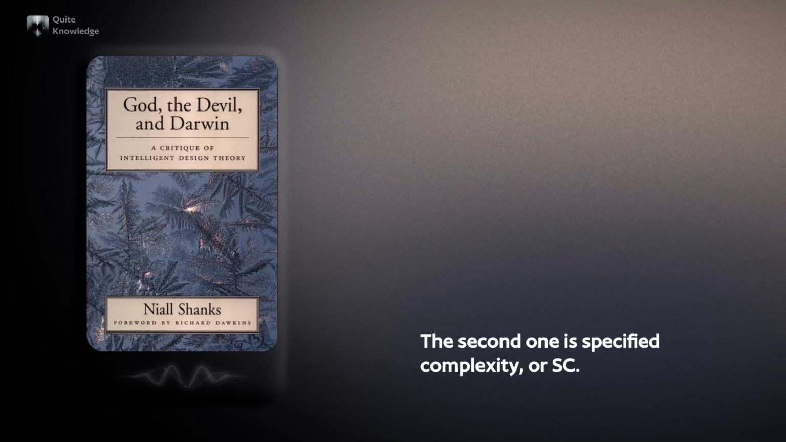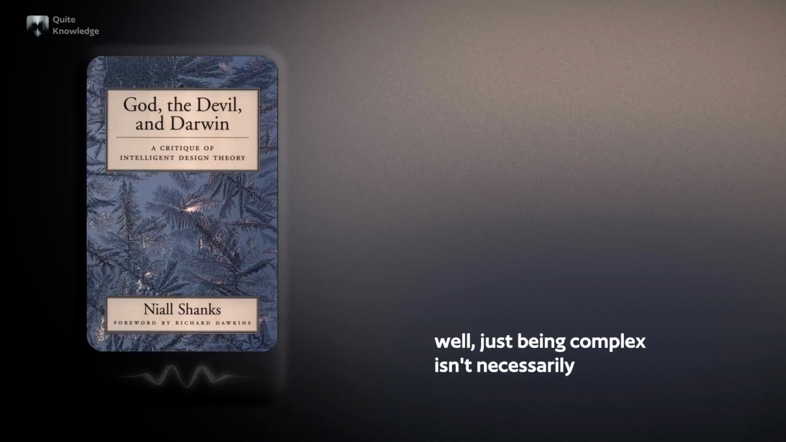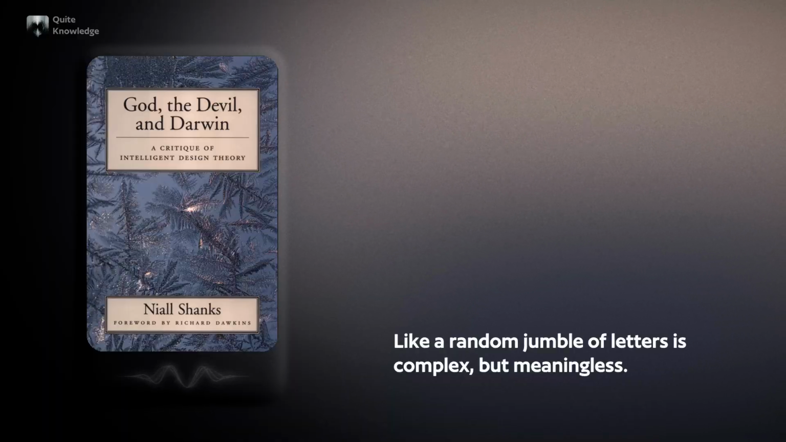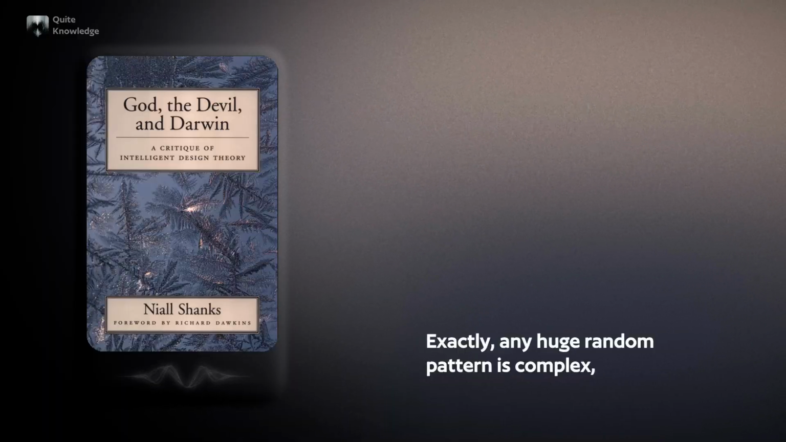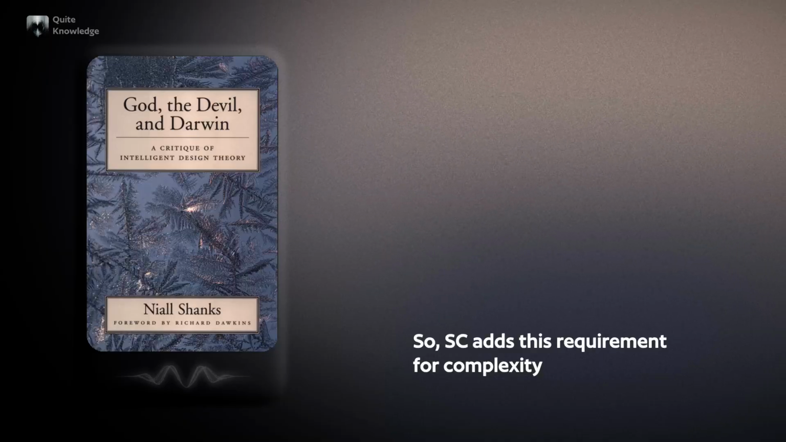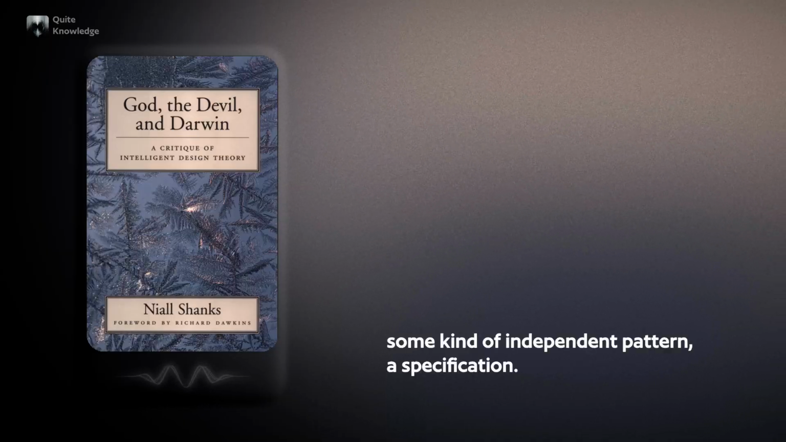The second one is specified complexity, or SC. This tries to deal with the problem that just being complex isn't necessarily a sign of design. Right. Like a random jumble of letters is complex, but meaningless. Exactly. Any huge random pattern is complex, but it's not specified. So SC adds this requirement: for complexity to indicate intelligence, it also has to match some kind of independent pattern, a specification.